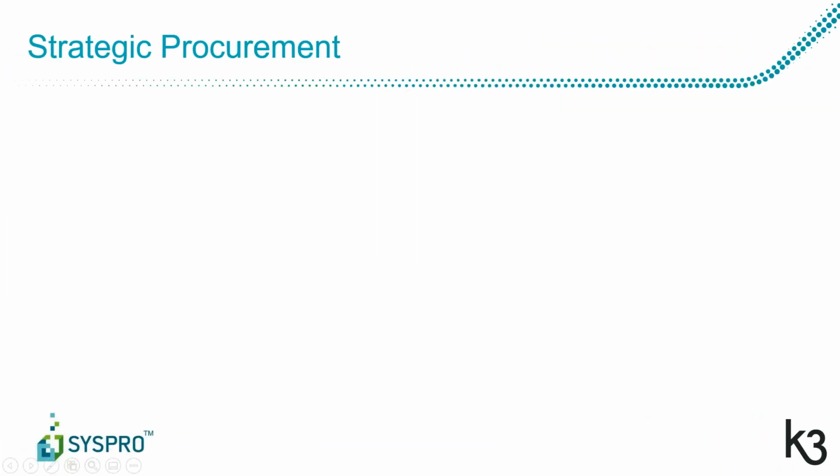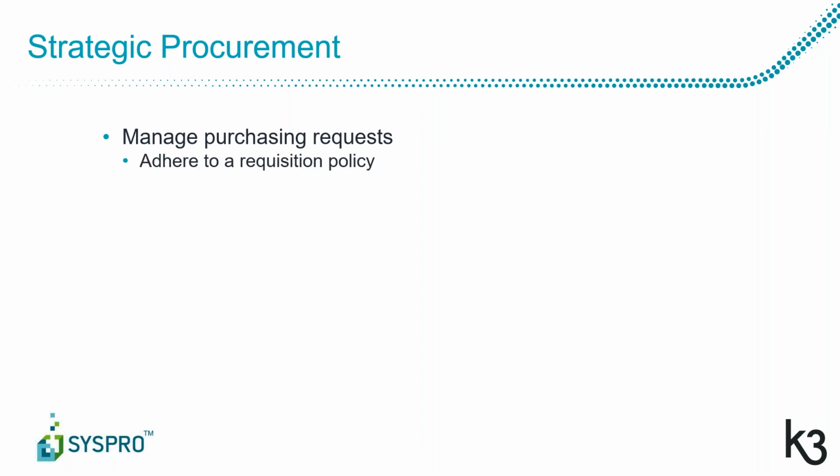So with strategic procurement, there's actually quite a bit of work that's gone into improving SYSPRO's ability to go ahead and have procurement processes tighten up. As always, in a business, you want to manage where your purchase requests are coming through. You want to have a requisition policy that you're adhering to and be able to drive that. And there's a nice, rich requisition system that's already available within SYSPRO to allow you to drive that.